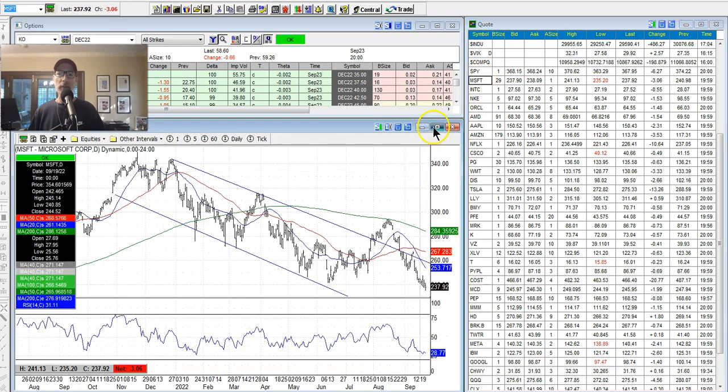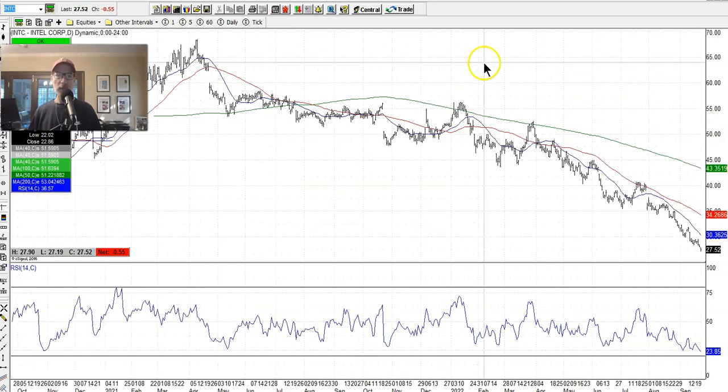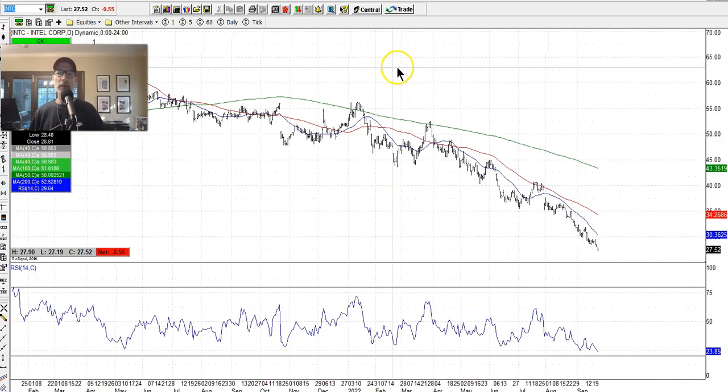Microsoft is falling back down into the channel. It popped up above it, but here it had the 200-day moving average lurking above, so it got knocked back down. Once again, it's within the channel here. Intel, now these computer chip stocks have been getting hit pretty hard. This is Intel, here's the symbol up here.